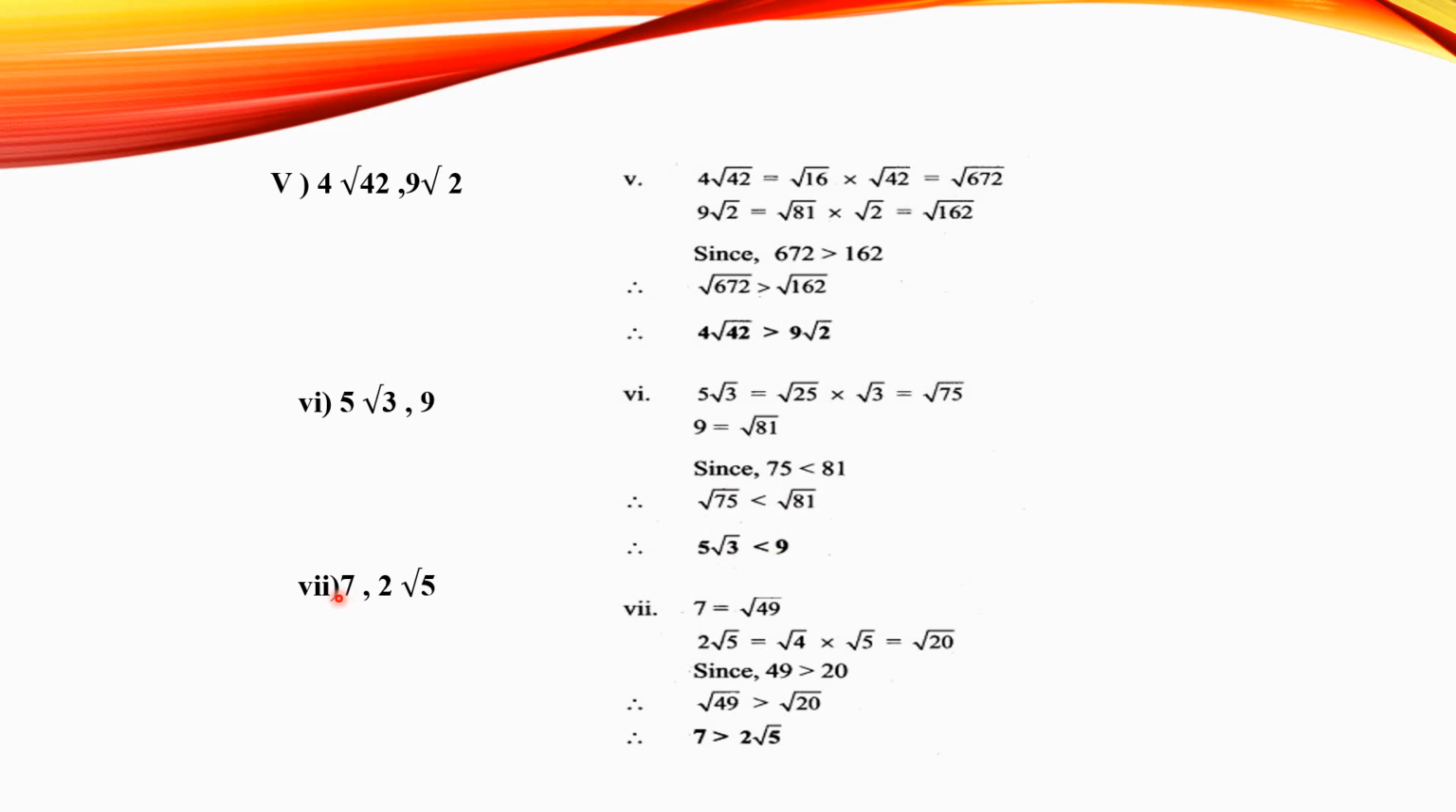Seventh question, 7 and 2 root 5. Here again 7 is a natural number, so it can be written as square root of 49. And 2 root 5 can be written as square root of 4 multiplied to square root of 5. It will be equal to square root of 20. Comparing the numbers, we have 49 greater than 20. So therefore, square root of 49 is greater than square root of 20. Therefore, 7 is greater than 2 root 5.